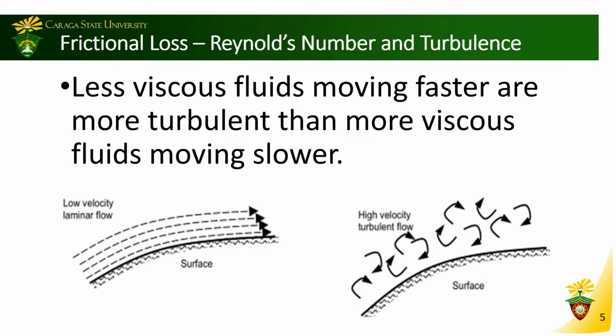So less viscous fluids moving faster are more turbulent than more viscous fluids moving slower. The viscosity talks about the cohesion between individual molecules. So the more viscous it is, the higher the cohesion. Ibig sabihin, the cohesion between the molecules prevents it from moving more freely. But when you have less viscous fluid, then they could move past each other because the cohesion is lower.